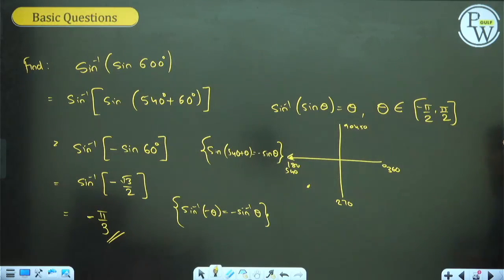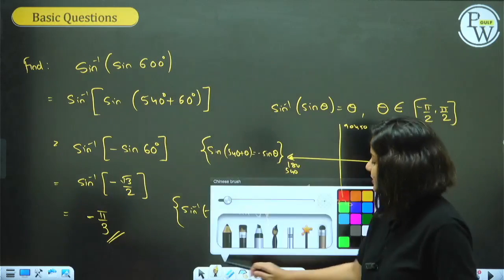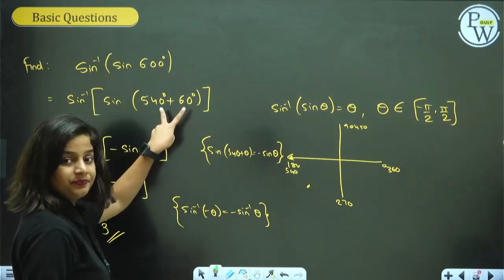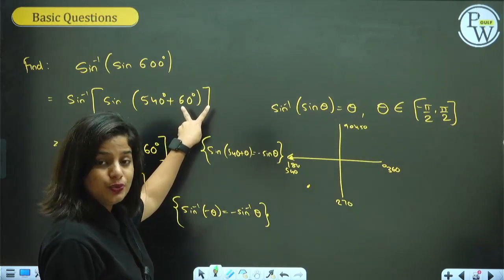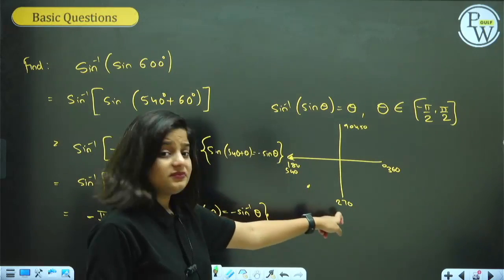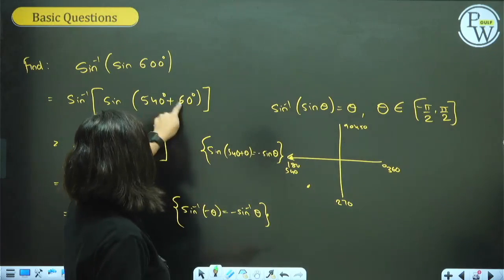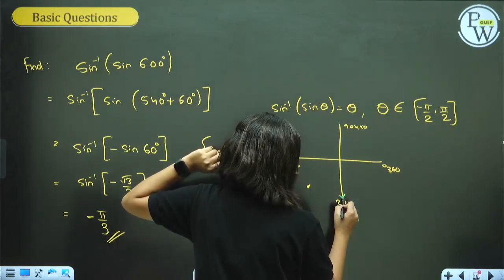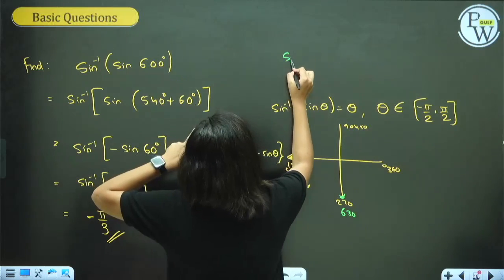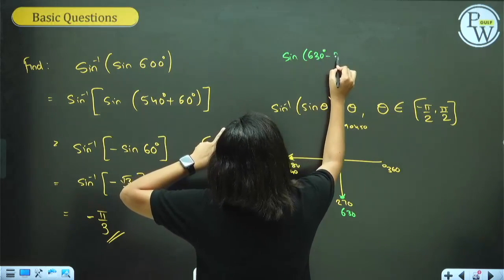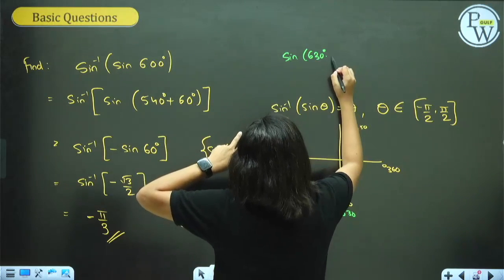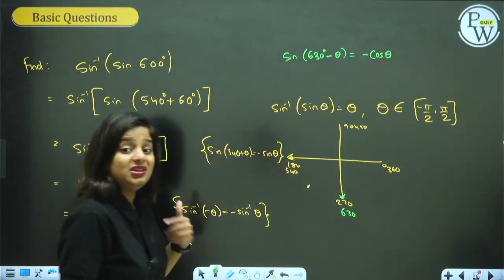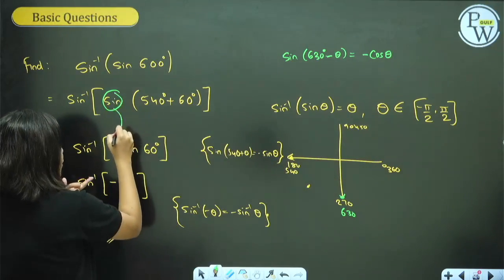Can you all understand this question? Understand the reason. You can pause, understand why ma'am did 540 plus 60. Why ma'am didn't choose 630 minus 30. 630 minus 30 is also 600. But 630 would have been here on the y-axis. And if I take sine of 630 minus 30, what is sine of 630 minus theta? It is cos theta with a negative sign. Minus cos theta.